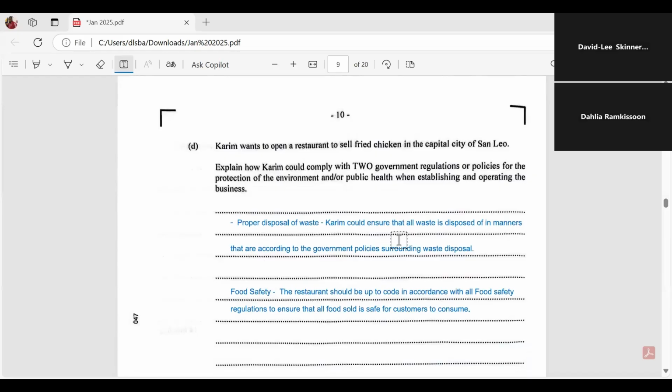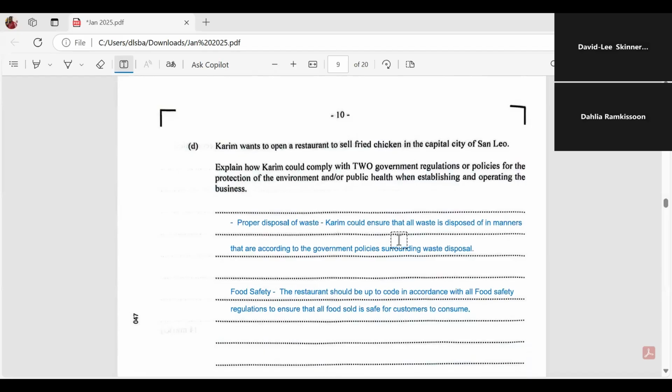Then they said Karim wants to open a restaurant to sell fried chicken in the capital city of San Leo. Explain how Karim could comply with two government regulations or policies for the protection of the environment and or public health when establishing and operating the business.